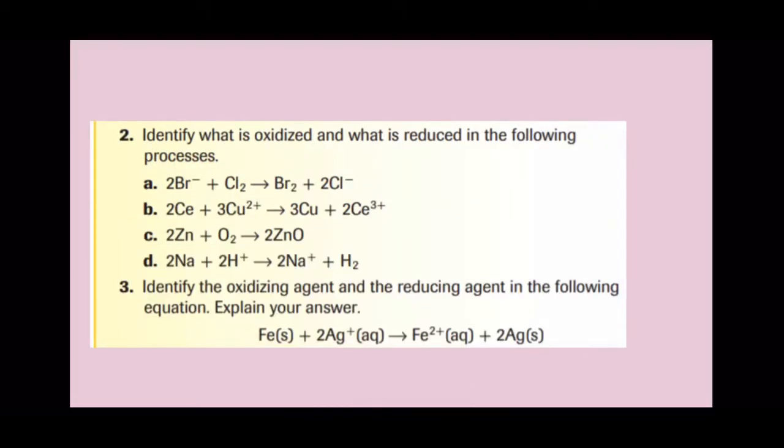Okay, here we have to see which one was oxidized and which one was reduced. In A, Br in the reactants was -1, and after the arrow it was 0. So it increased, which means it was oxidized. And Cl was 0 and it became -1, which means it got reduced because it decreased. That's how you classify which one is oxidized and which one is reduced. You just do that same thing. You see the oxidation number before and after. You see if it increased or not. And yeah, that's it.